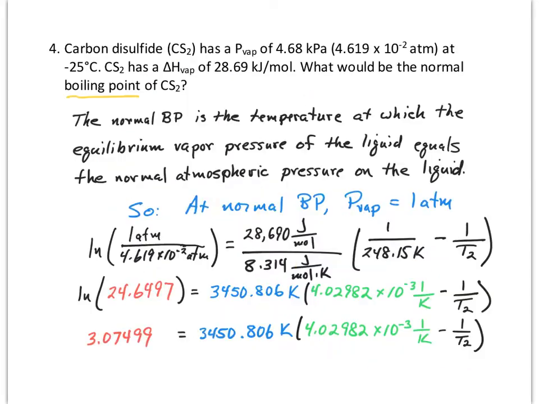Now, we've got one more variation I want to talk about. Okay, so again, we're going to deal with carbon disulfide, and our given information at minus 25 degrees is the same, right? Our vapor pressure is the same. So we're starting with that same pressure. Now, it asks a different question. That is, what would be the normal boiling point of carbon disulfide? And it looks like they haven't given us a second temperature and pressure. So it looks like we've got too many variables.